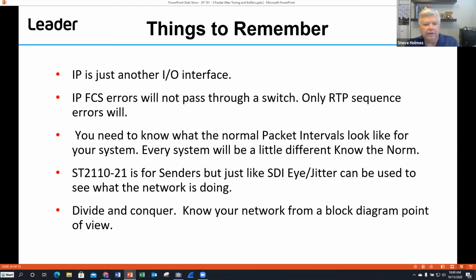And then the 2110 for sender models is your eye and jitter looking at your transmitters. And it's still a divide and conquer network. And going through things, you need to know from a block diagram point of view how your network's laid out. And with that, Kristen will entertain a few questions.